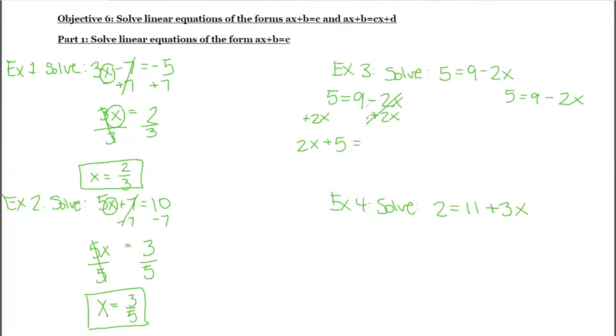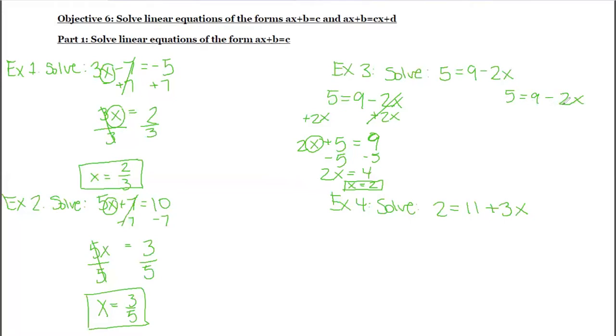Keep our equal sign, and then on the right side, we have this 9, okay? So now we can subtract 5 on both sides, and we have 2x equals 4. And when we divide both sides by 2, we get x equals 2, okay? So you can move this to the left side if you want to, so that you can have it set up like x equals blah, blah, blah, okay? But you don't have to do that.